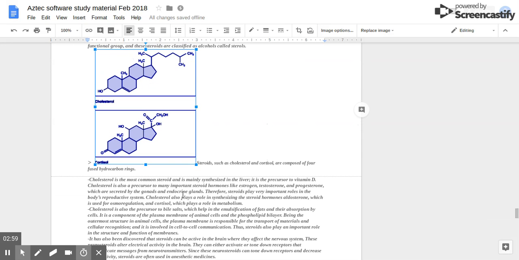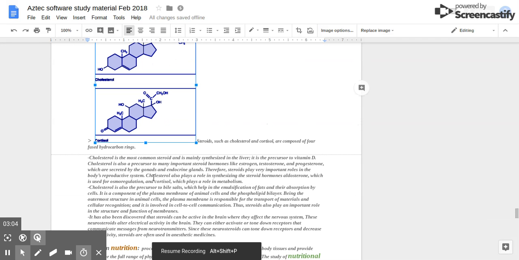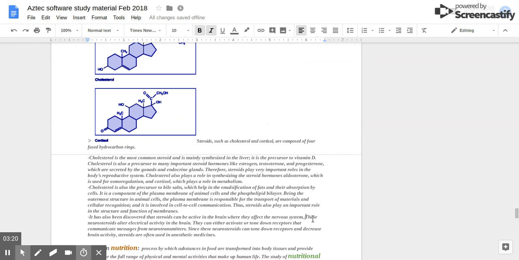Steroids play an important role in the structure and the function of membranes. It has also been discovered that steroids can be active in the brain, where they affect the nervous system. These neurosteroids alter electrical activity in the brain. They can either activate or tone down receptors that communicate electrical messages from neurotransmitters. Since these neurosteroids can tone down receptors or decrease brain activity, they are often used in anesthetic medicines.